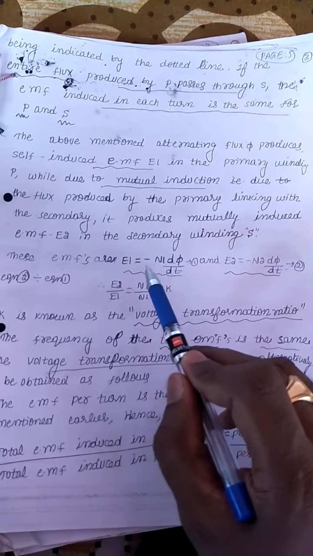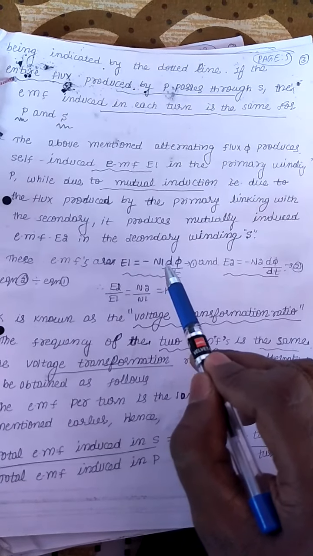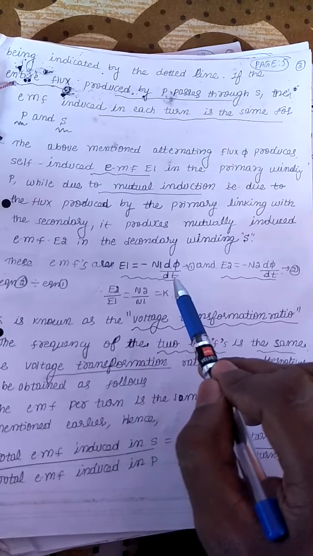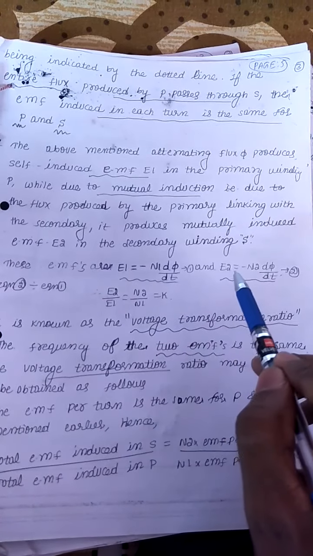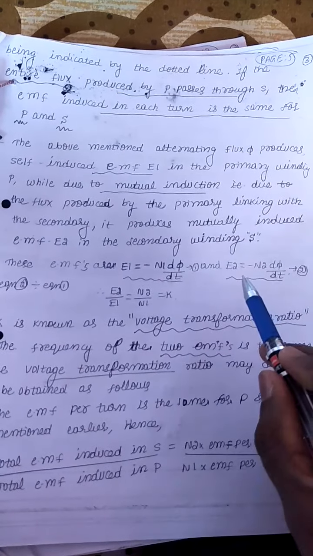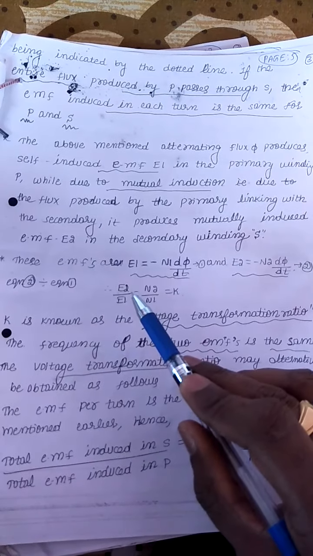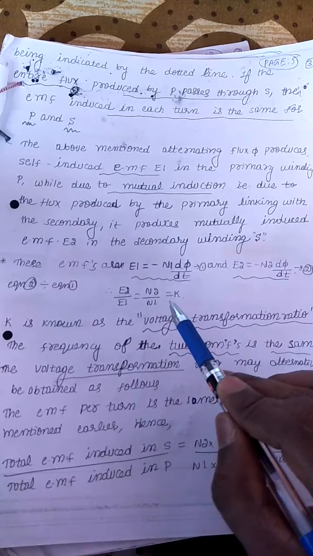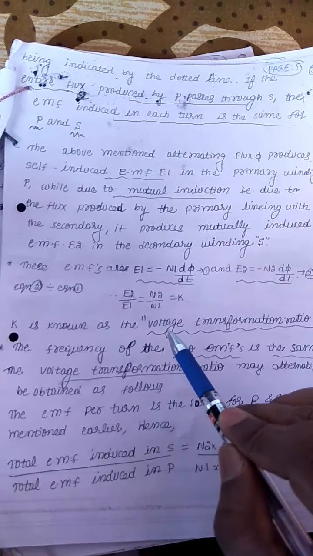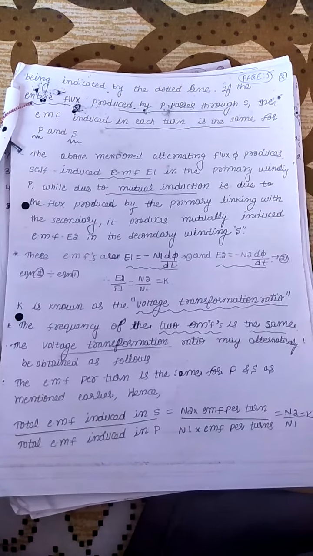These are the explanations of what I explained. The self-induced EMF is given by the equation E1 = -N1 dφ/dt, where N1 is the number of turns on the primary side and dφ/dt is the change in flux over time. E2 is the secondary EMF, -N2 dφ/dt, a mutually induced EMF. If you divide equation 2 by equation 1, we get E2/E1 = N2/N1 = K. This K is known as the voltage transformation ratio.